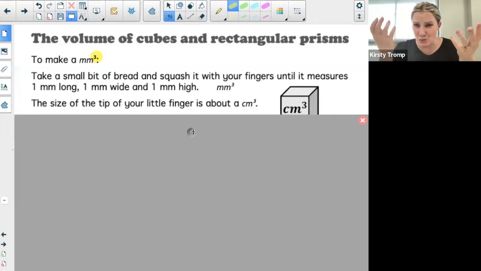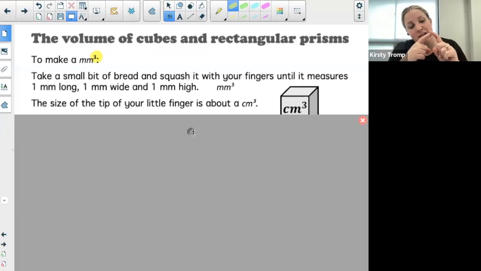If you think about it in real life, that's a teeny tiny piece. If you think about some real-life measurements, the size of the tip of your finger, if you look at the tip of your finger at the moment, is about a centimeter cubed. So that little space at the tip of your finger is actually the same as 1 centimeter cubed.